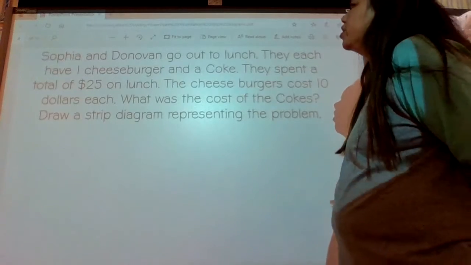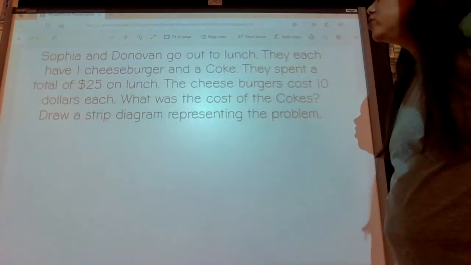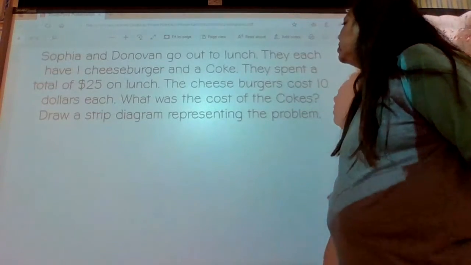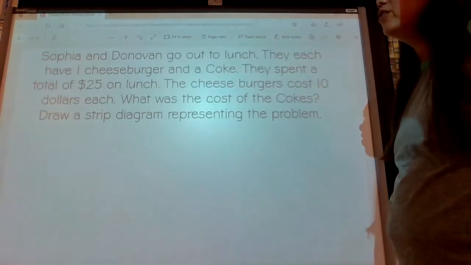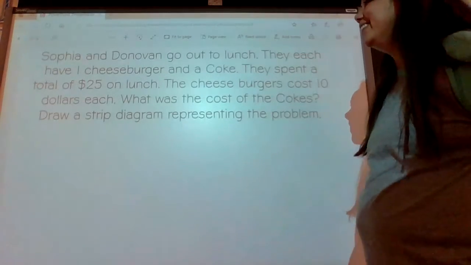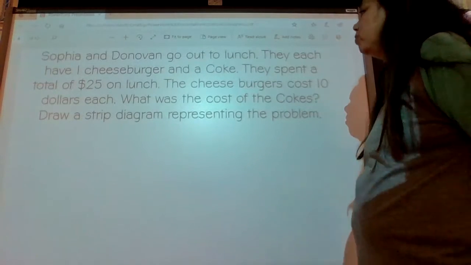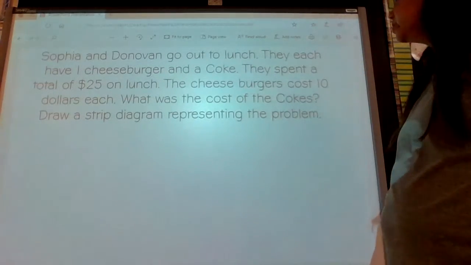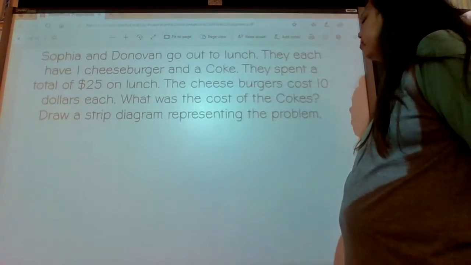Sophia and Donovan go out to lunch. They each have a cheeseburger and a Coke. They spend a total of $25 on lunch. The cheeseburgers cost $10 each. What was the cost of the Cokes? Draw a strip diagram representing the problem.